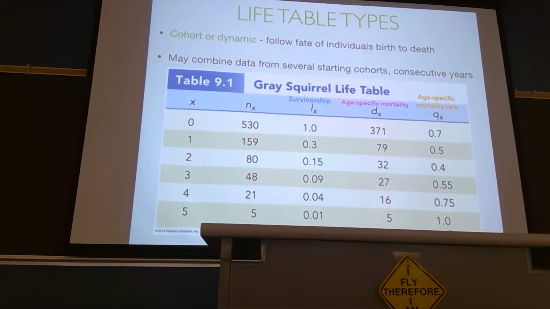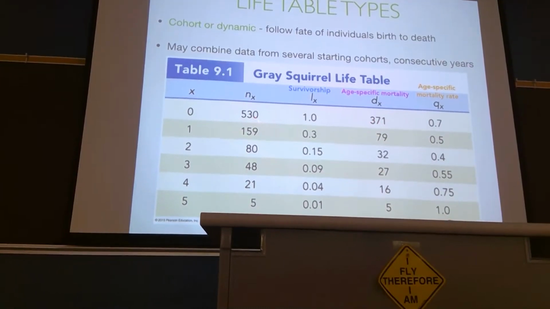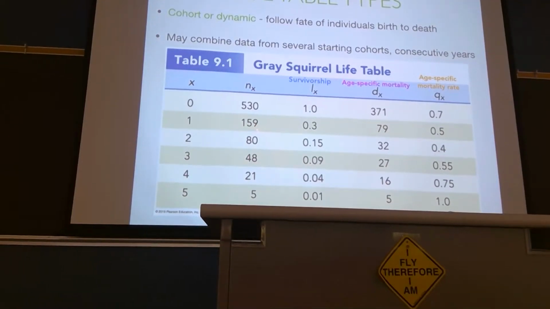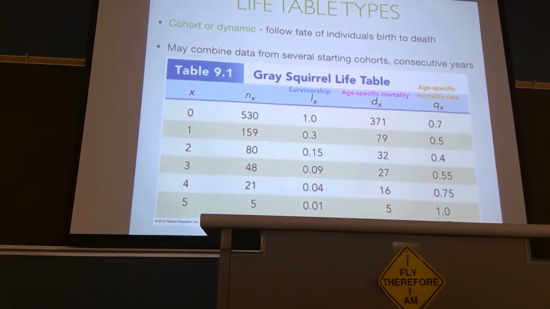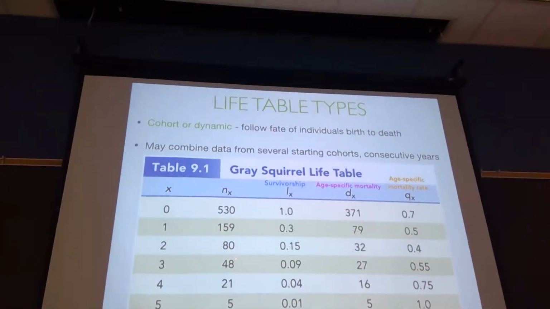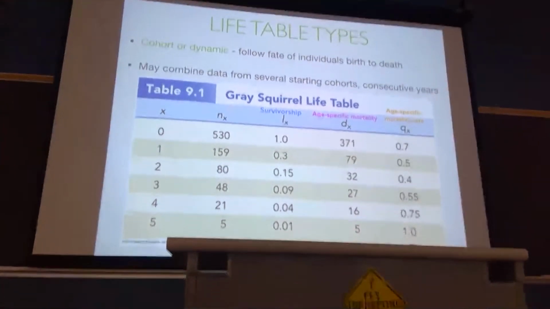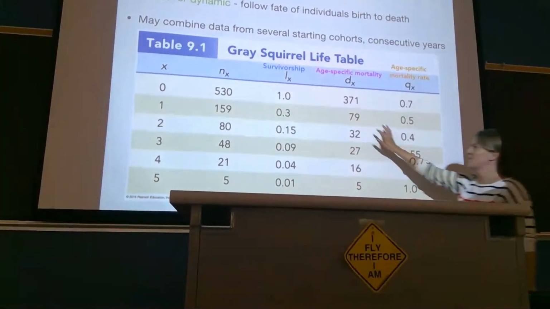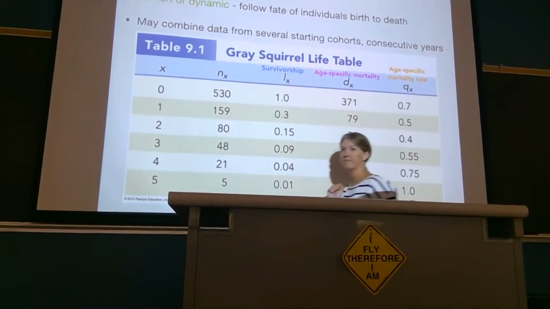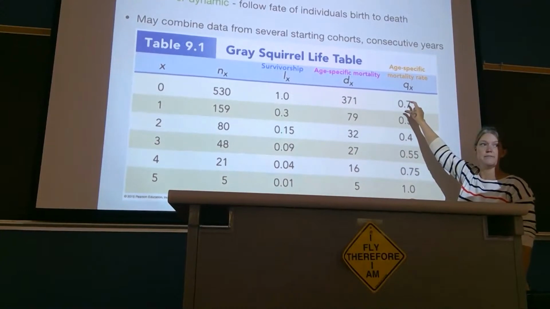Okay, so this is age-specific mortality, how many individuals died during that first year. Subtracting that from how many you started with gives you your survivors for the next year. So in year one, you start with 159 individuals, 79 of them died, you end up with 80 left the next year. All right, QX then is your age-specific mortality rate. It says how many individuals that you started with died that year.